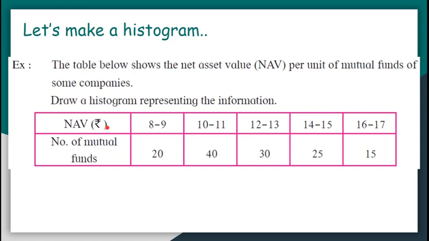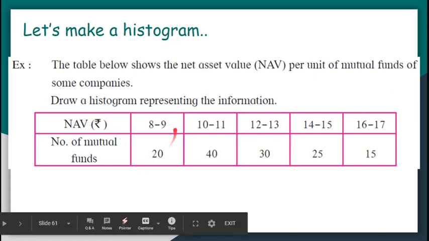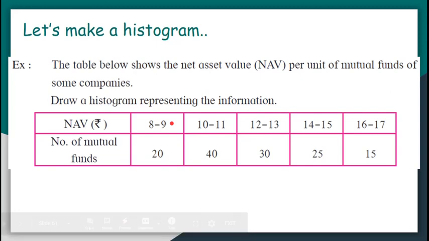So this question means that there are 20 mutual funds जिनका प्राइस 8 to 9 है. NAV stands for net asset value. ज़्यादा कुछ आपको समझना नहीं है, it's just the price of mutual funds. There are 40 mutual funds जिनका प्राइस 10 to 11 है. There are 30 mutual funds which are priced 12 to 13 hai, and so on. So this is how the process is going on. We are going to make a histogram to represent this data.